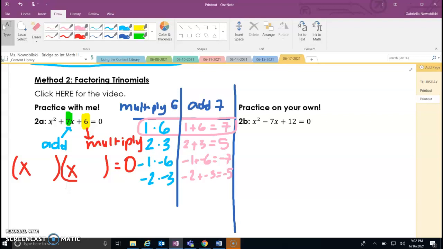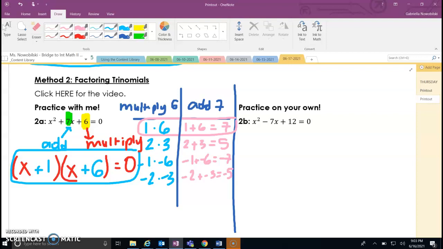Okay, so I had x and x. And this is how I'm going to show these two factors. I have a positive 1 and a positive 6. So in one set of parentheses you have a positive 1. In the other set of parentheses you're going to have a positive 6. So this is what your two factors look like. You have x plus 1 and x plus 6. You put them separately in two sets of parentheses there. And that is the factoring method for trinomials.